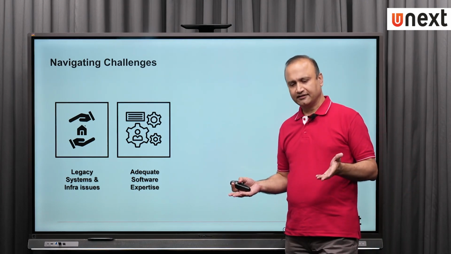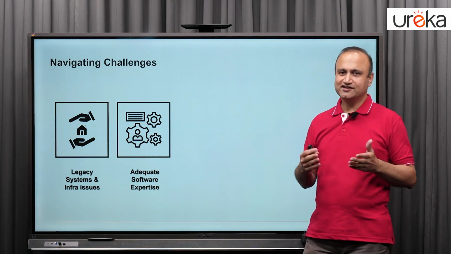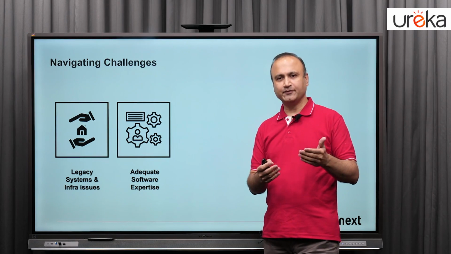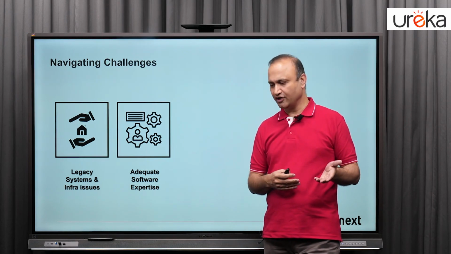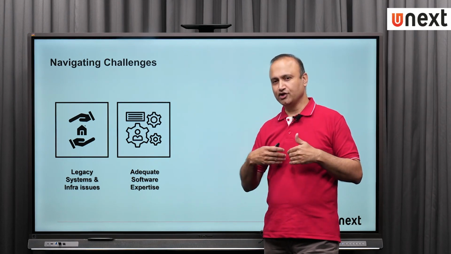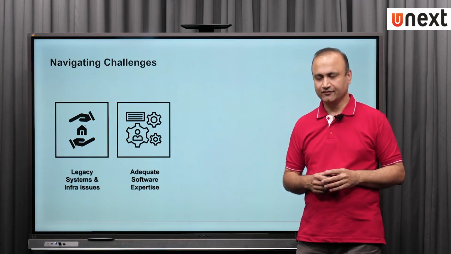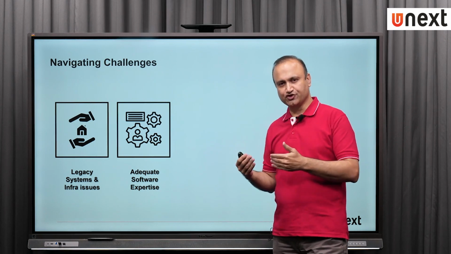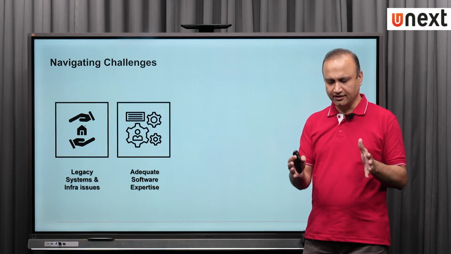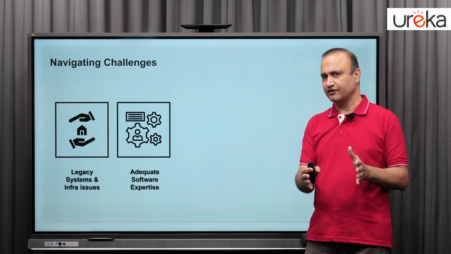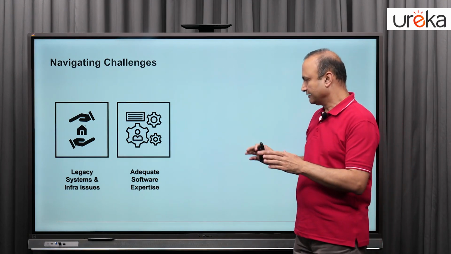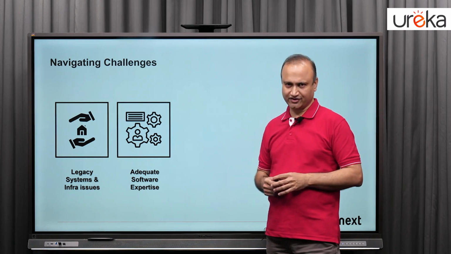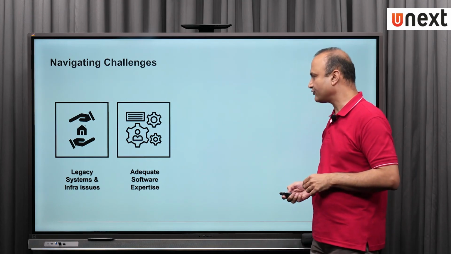Now we all understand that in today's world, change is the only constant. Even before we could think that GPT 3.5 was the norm, we already know that new iterations of GPT are in progress. So what this means is that for a modern product engineering approach to be embedded at the center of the culture of the organization, there has to be adequate software expertise inside the organization. And that's a key challenge, especially for larger organizations.